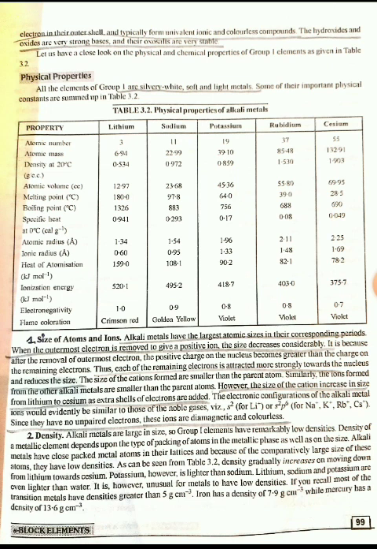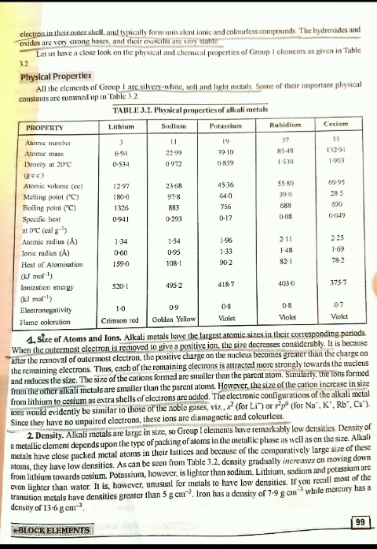Electronegativity: lithium 1.0, sodium 0.9, potassium 0.8, rubidium 0.8, cesium 0.7. Flame coloration: lithium crimson red, sodium golden yellow, potassium violet, rubidium violet, cesium violet.